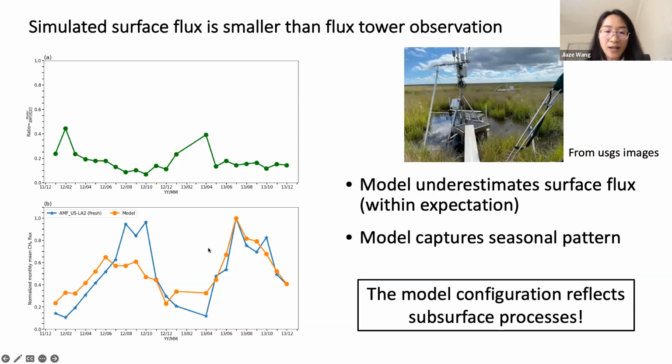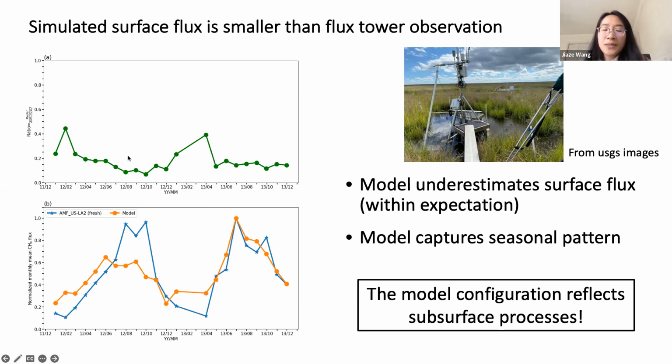And for the surface flux produced by the model, I compared with the eddy covariance tower observation data, and the top panel is a ratio between the model simulation and the eddy covariance tower. The higher the ratio, the better the model simulation. Well, I have to say that it looks like the model does not work that well because most of the time it's just below 0.2.